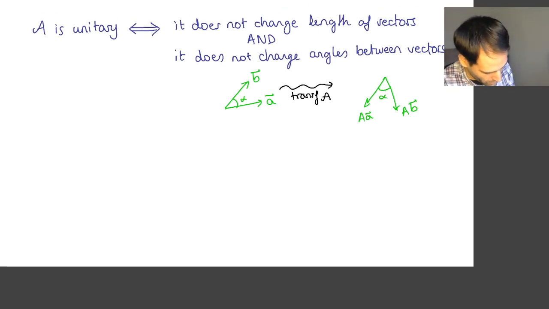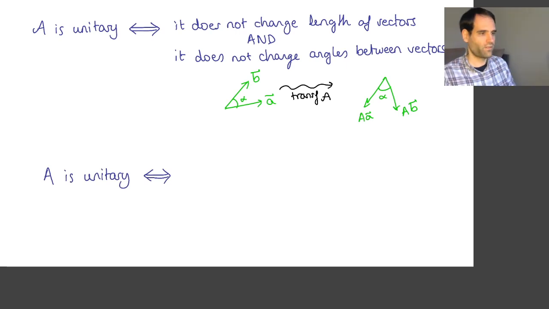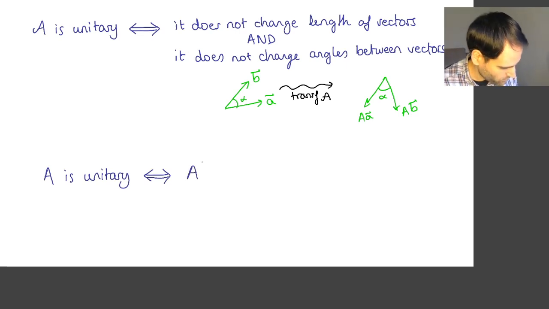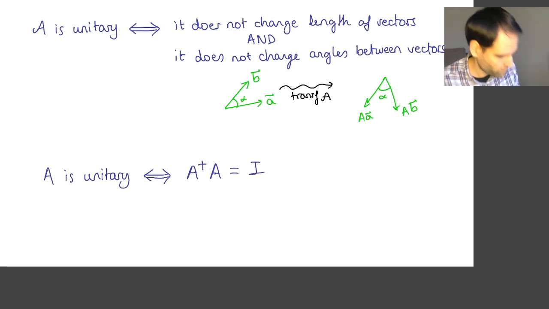So, a matrix A is unitary if and only if A dagger times A equals I. So A dagger, the Hermitian conjugate of matrix A, multiplied by A is equal to the identity matrix. Looks mysterious, right? So you can have a look at the next video to see the proof of that.